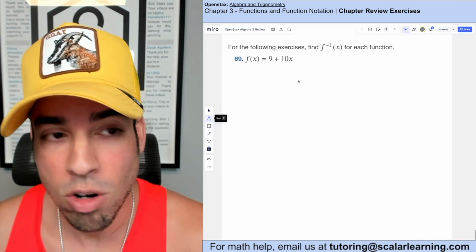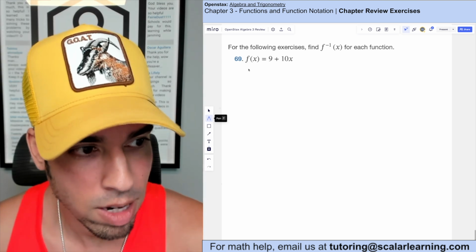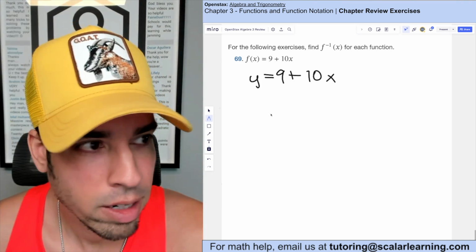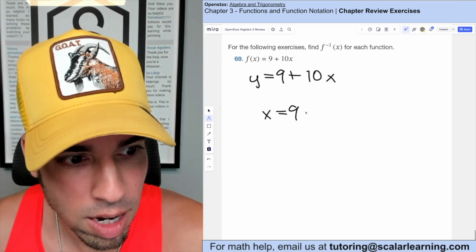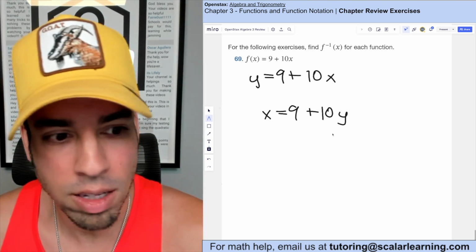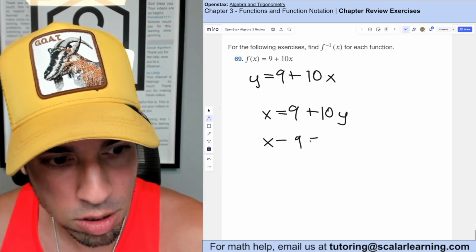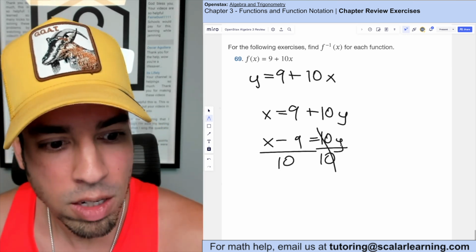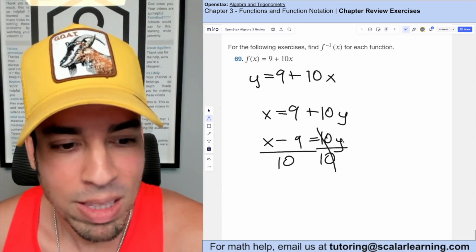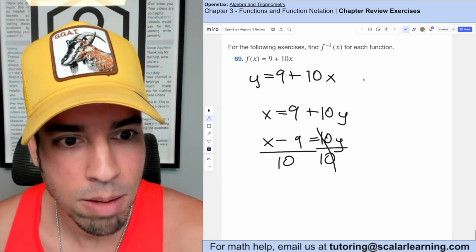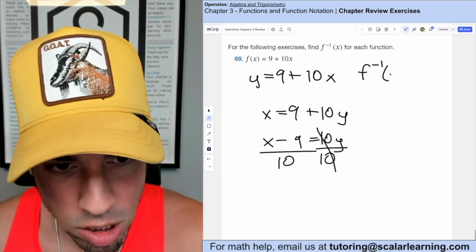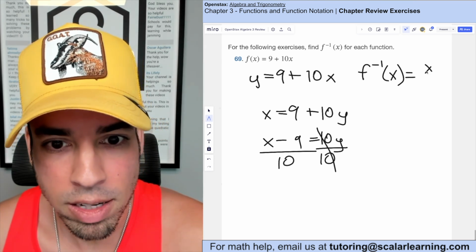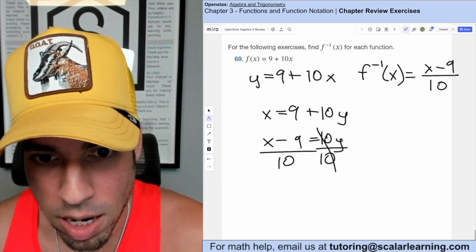So for this function, we're meant to find the inverse. And the way I always like to start by finding an inverse is I swap this out for y equals 9 plus 10x. After that, I switch the x and the y. So I say x equals 9 plus 10y. Then I isolate the y. So I'm going to subtract by 9 first, and then I'm going to divide by 10, just straight variable isolation. And I get y equals (x - 9)/10. But this is our inverse function. So the last step is just put it in that nice inverse notation. So I'm replacing y with f inverse of x equals (x - 9)/10.